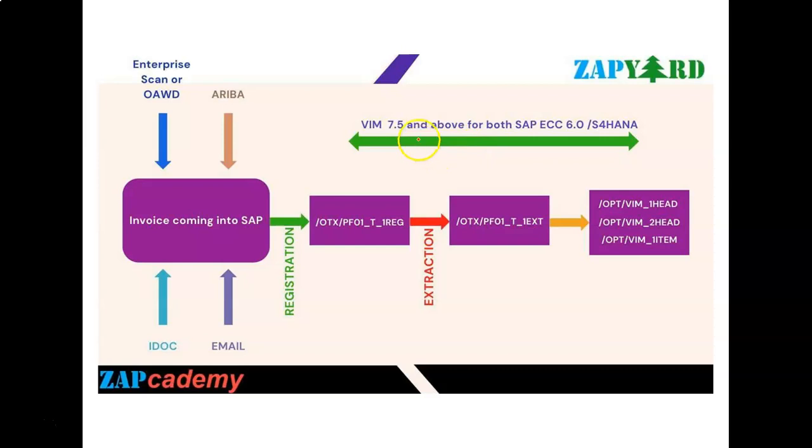Now if we move on to the higher versions from 7.5 SP3 onwards up to whatever is the latest release. As of now, the latest release available in the market was 21.2. So if we compare with this latest release, how the table flow happens, the initial part remains the same, that is, incoming invoice into SAP either via OAWD or Ariba or iDoc or email channel. This part remains the same.